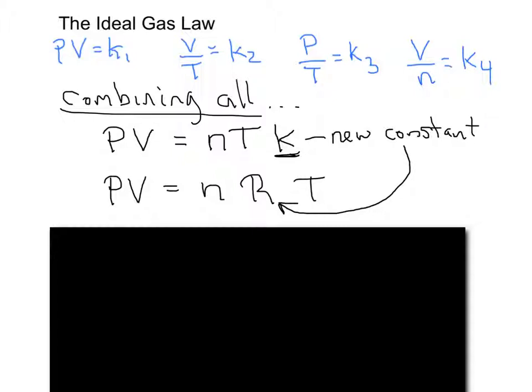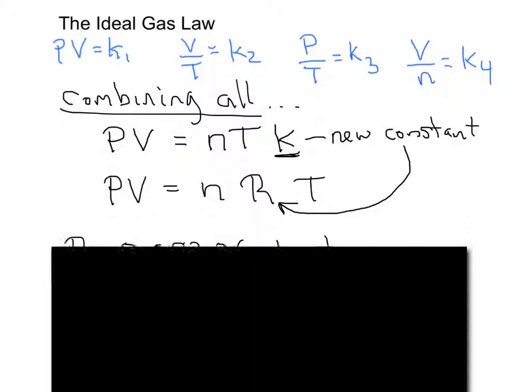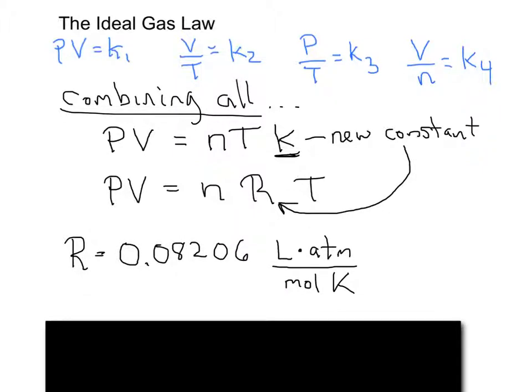The value for R is 0.08206 liters times atmospheres divided by moles Kelvin. And this is an important thing to take note of. These units are the units you're going to have to use for your pressure, volume, n value, which is normally moles, and temperature in Kelvin. So if you're given something that has milliliters, kilopascals, and number of particles, you would have to convert them to liters, atmospheres, moles, and Kelvin, respectively.